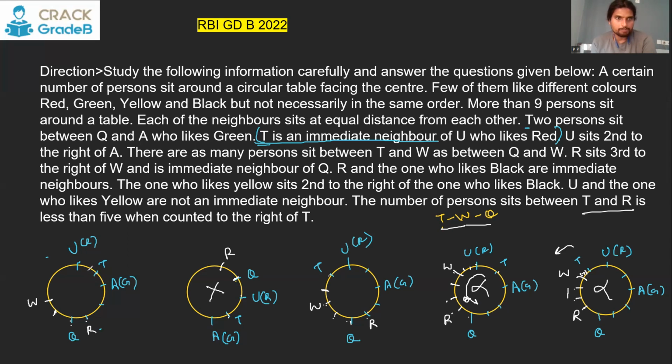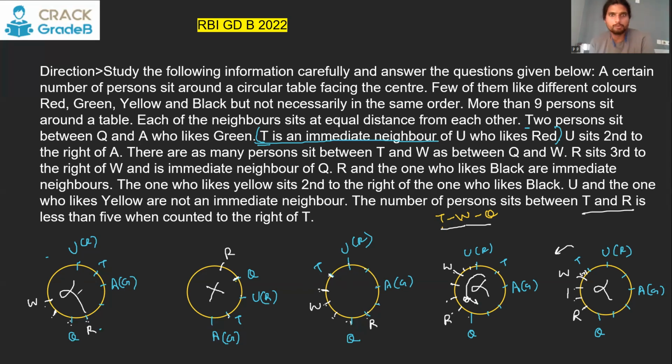Q and W, there is only 1 person. T and W, there is only 1 person. So now we are left with two cases, but we know the number of people is more than 9. So in this case, 1, 2, 3, 4, 5, 6, 7, 8 people are there. 1, 2, 3, 4, 5, 6, 7, 8, 9. 1, 2, 3, 4, 5, 6, 7, 8, 9, 10. There are 10 people in this case.